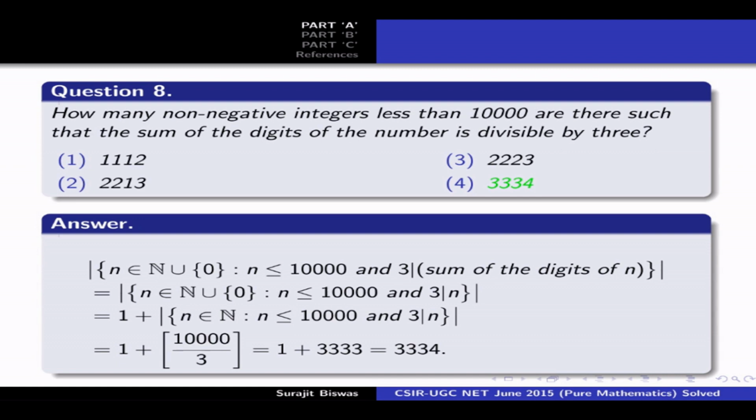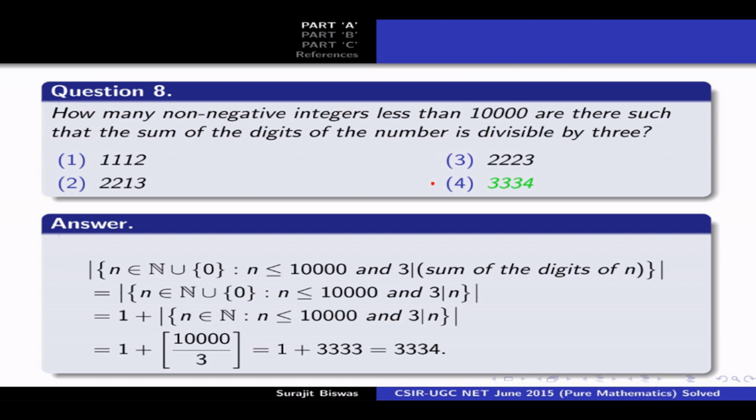So 1 stands for this possibility, and plus the cardinality of the left out set, the collection of only positive integers less than or equal to 10,000 such that 3 divides n, and for each 3 consecutive positive integers, exactly one of them would be divisible by 3. So therefore the cardinality of this set is the floor of 10,000 divided by 3, whatever that is. If you compute this, it would be 1 plus 3333 4 times, and that is 3334. So this is the correct option.